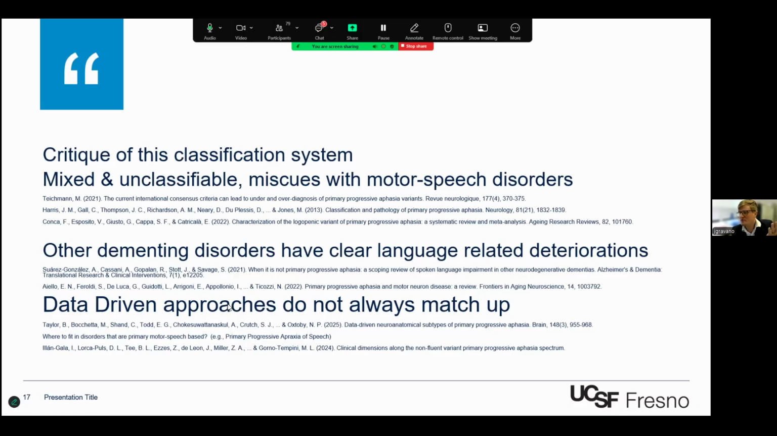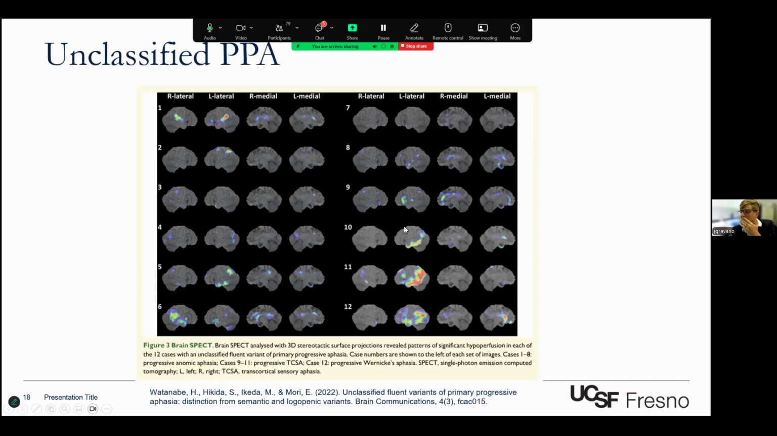And then data-driven approaches don't always match up to these syndromes, though in my brief review it seems that the mixed and unclassifiables just keep coming up as hard to delineate within this system. This is an example of some mixed or hard to classify individuals. You can see them individually here with SPECT imaging and the various anatomies that seem to be dysfunctional in those cases. So these are people that don't meet the classic criteria for one of the three syndromes and have some heterogeneity in their presentations.